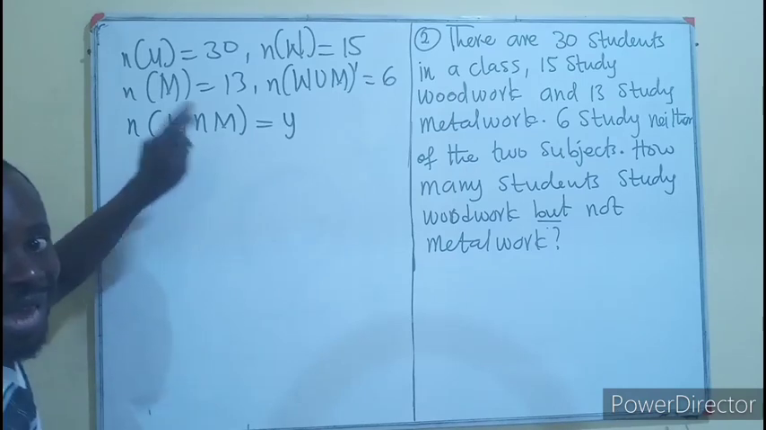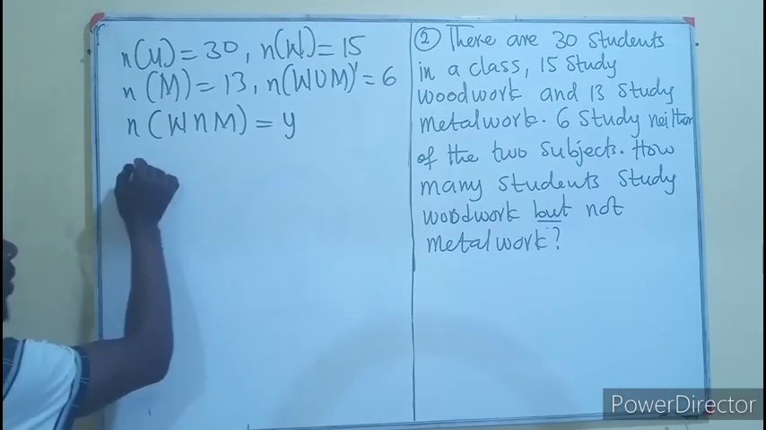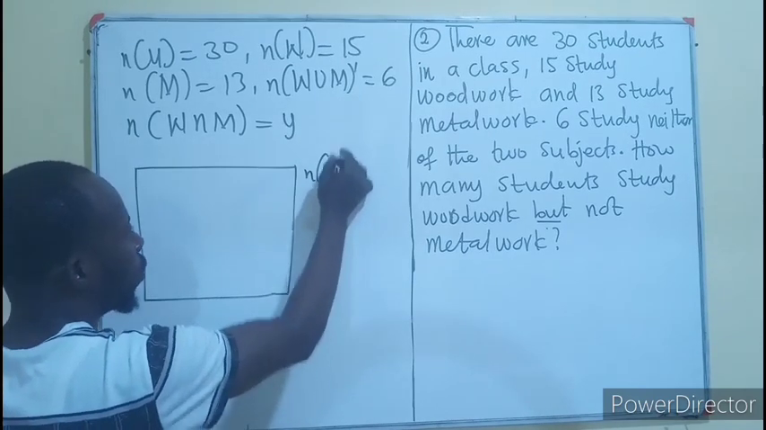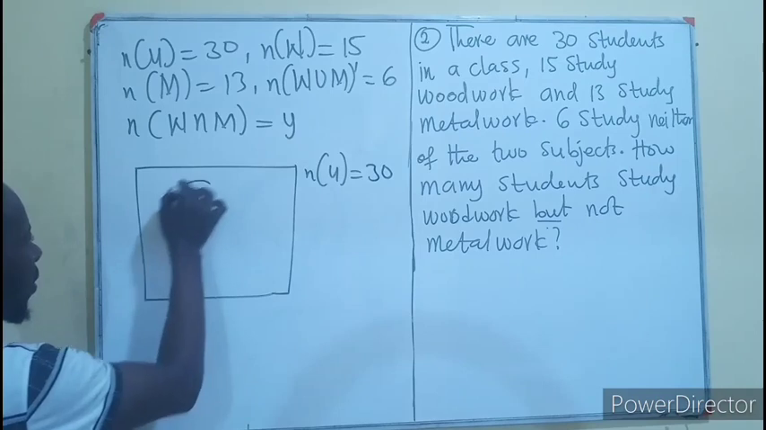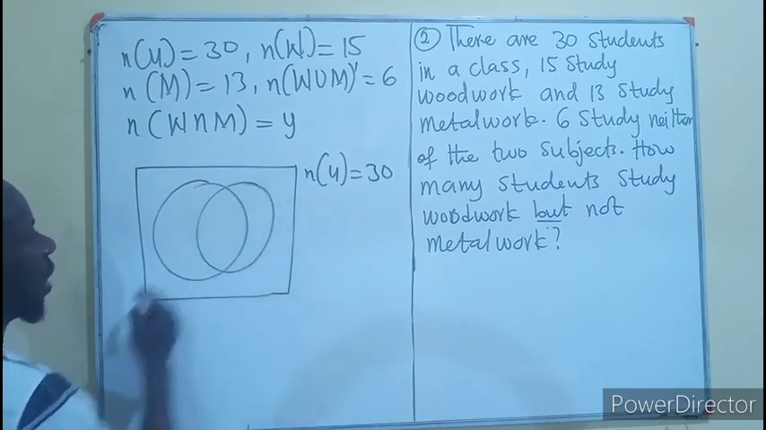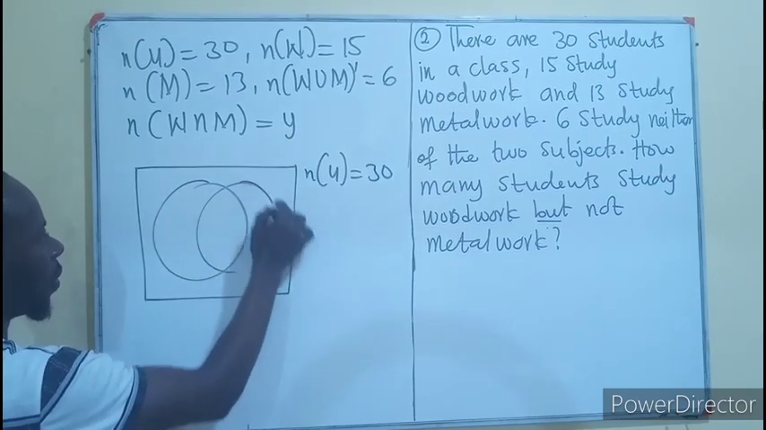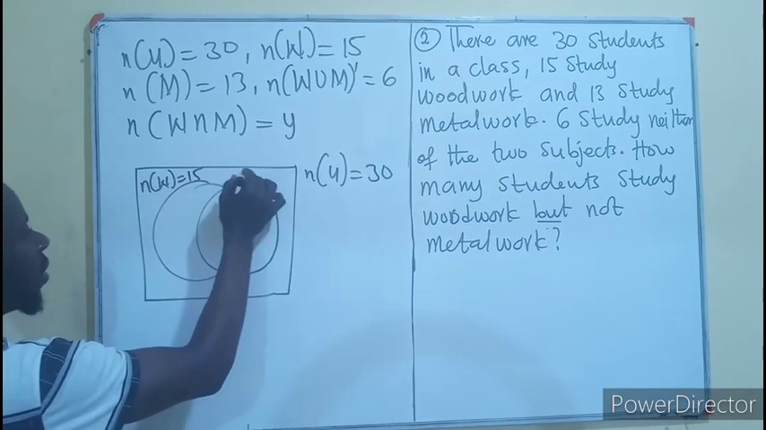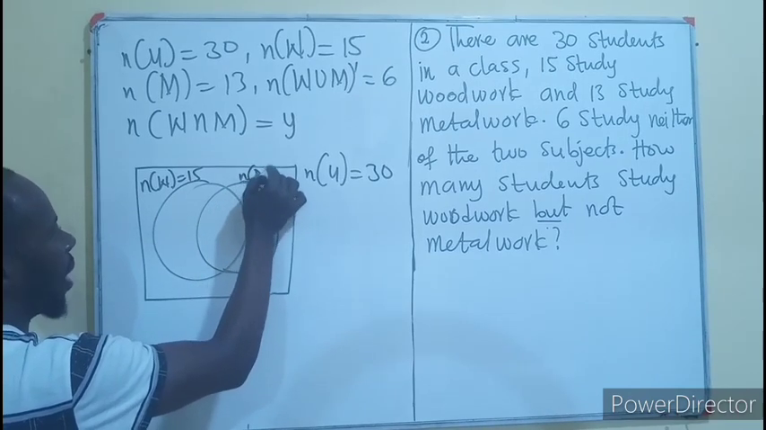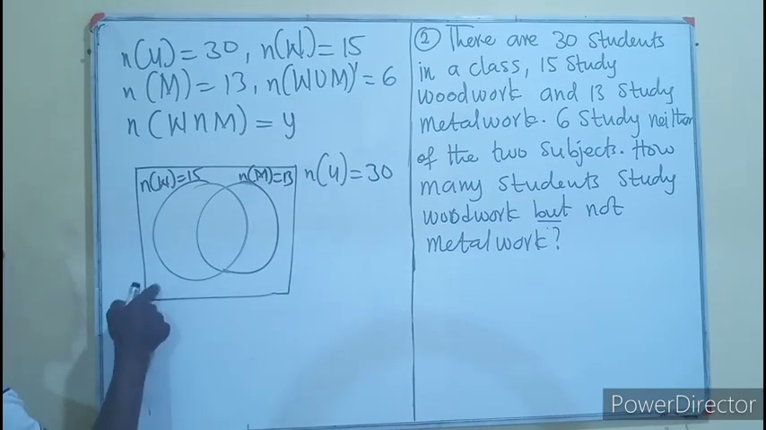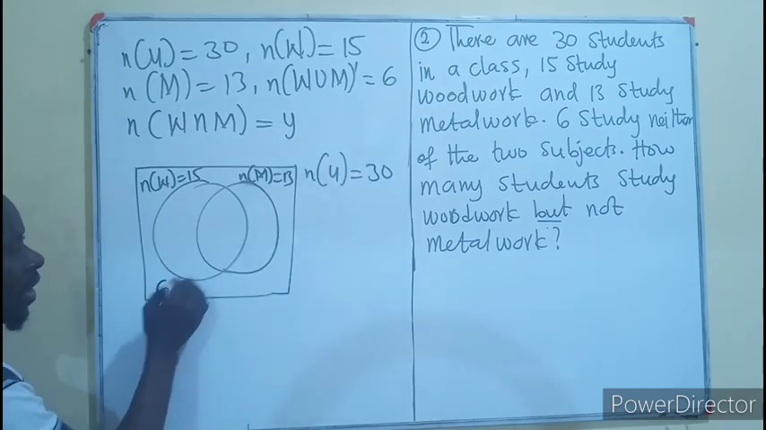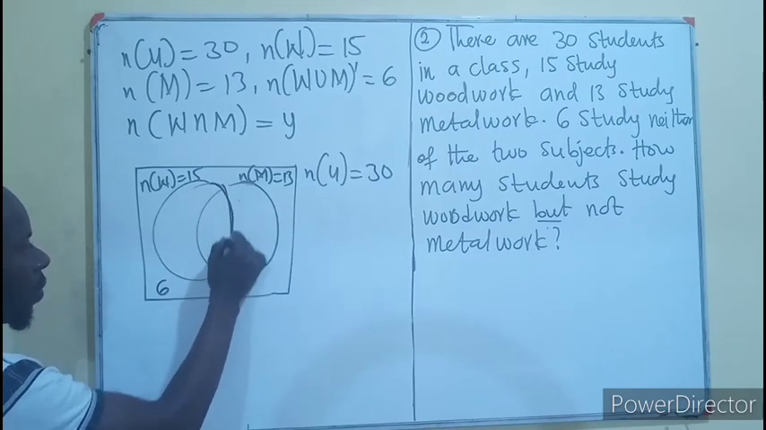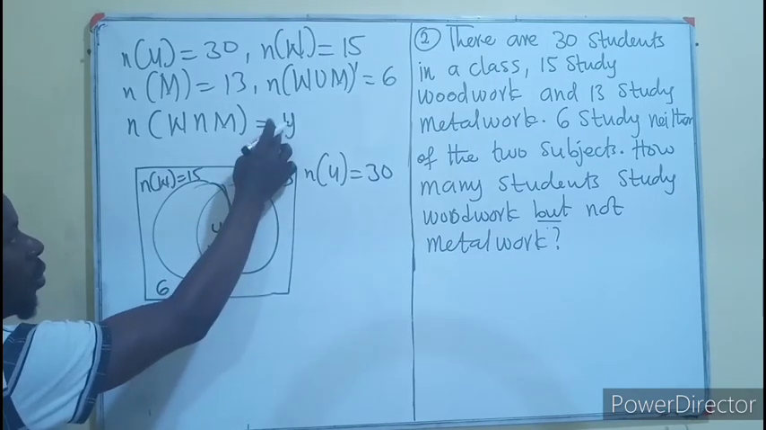I will use the formula and at the same time I will use the Venn diagram. So first, the Venn diagram. We know the number of U is given as 30. Let's represent our two subsets. So if the number of woodwork is 15, then that of metalwork is 13. The complement, which is 6, is here. The intersection that we have is Y. That is what we indicated.